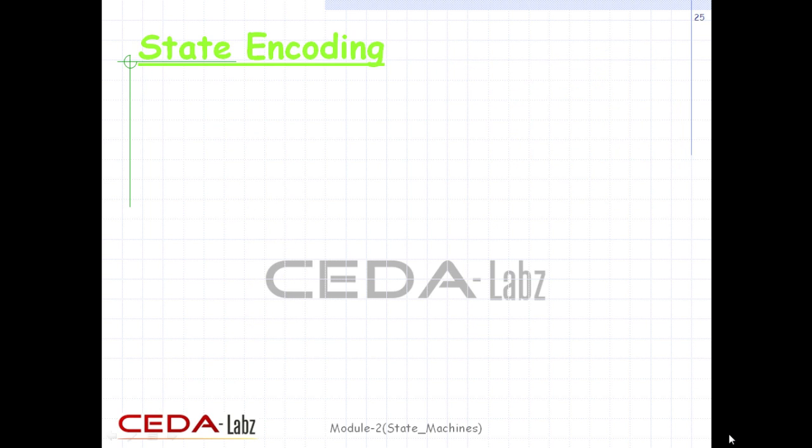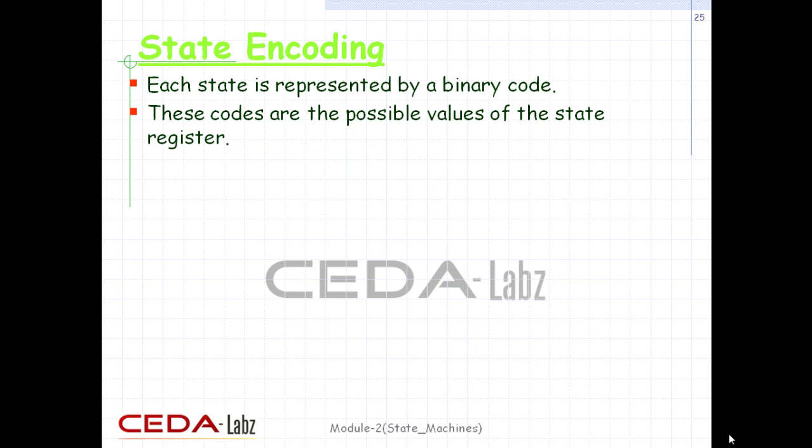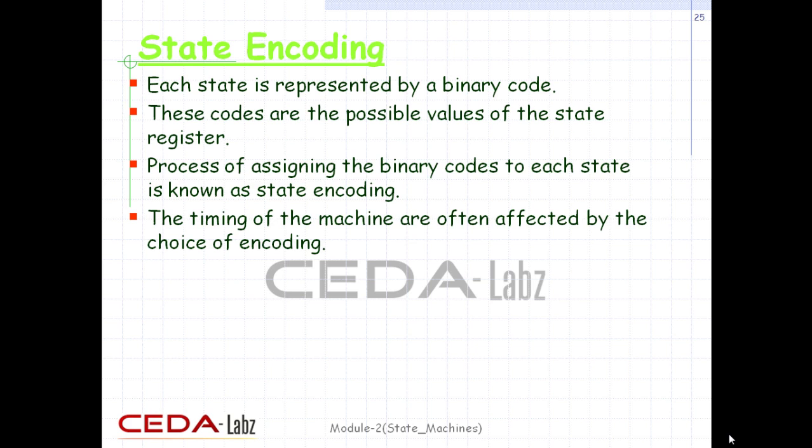In an FSM design, each state is represented by a binary code, which is used to identify the state of the machine. These codes are the possible values of the state register. The process of assigning the binary codes to each state is known as state encoding. The choice of encoding plays a key role in the FSM design. It influences the complexity, size, power consumption, and speed of the design. If the encoding is such that the transitions of flip-flops of the state register are minimized, then power will be saved. The timing of the machine is often affected by the choice of encoding.